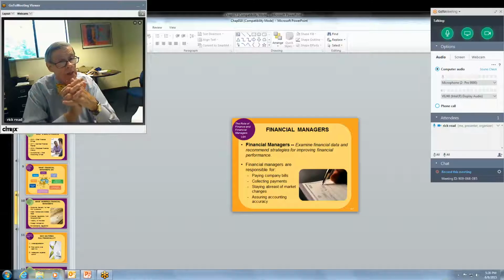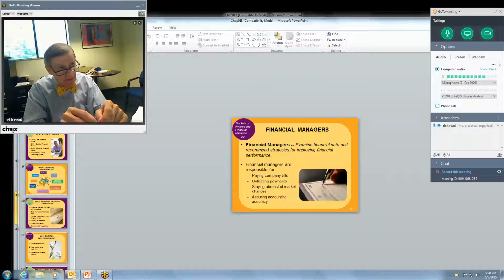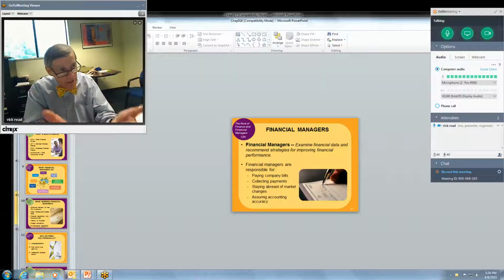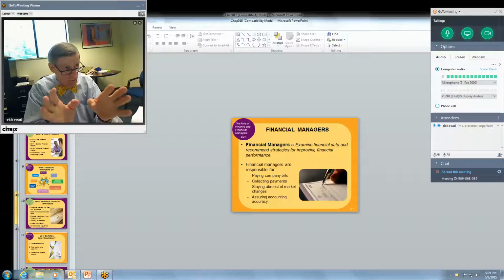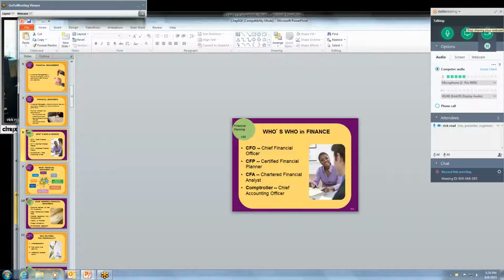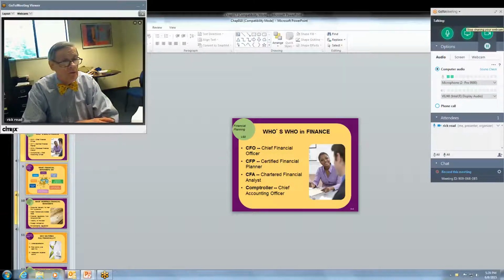And then ensuring accounting accuracy. I don't like the wording assuming accounting accuracy; it's ensuring. There has to be a person or persons or group in this office that are responsible for ensuring the accuracy of the accounting, not assuming. That won't work. And these are just different types of people who are in different offices within that Chief Financial Officer, financial planner, etc.